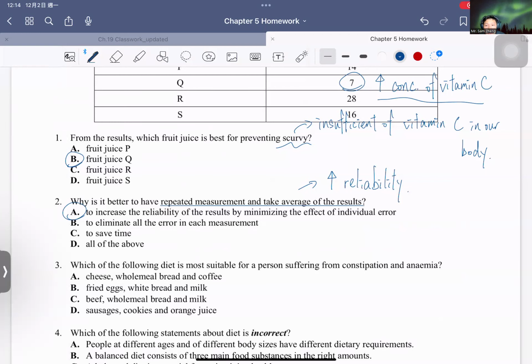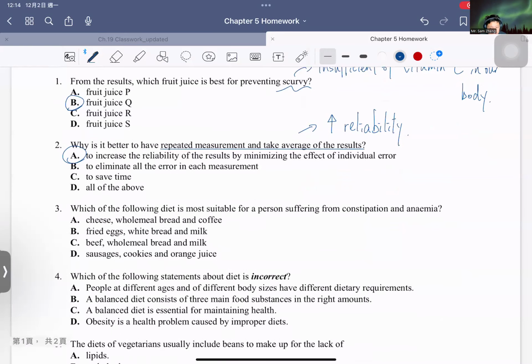Okay, so next, what will be the third question? In this case, we can see that there are several different types of diet, and we need the one most suitable for a person who is suffering from two different diseases, the first one being constipation, and the second one being anemia. So in this case, we can see that there are two types of disease. So think about constipation and also anemia.